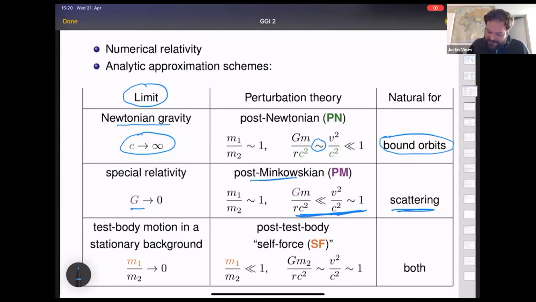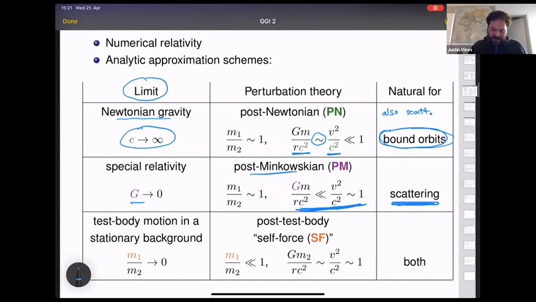As I was saying just before, if you have a bound orbit, then slow velocities imply weak fields and vice versa via the virial theorem. For scattering, if you want relativistic velocities but weak fields, you have to be unbound. You have to be in a scattering situation. But as I mentioned before, even though the post-Newtonian approximation is most natural for bound orbits, it also works for scattering in a certain regime. And we will come back to that.